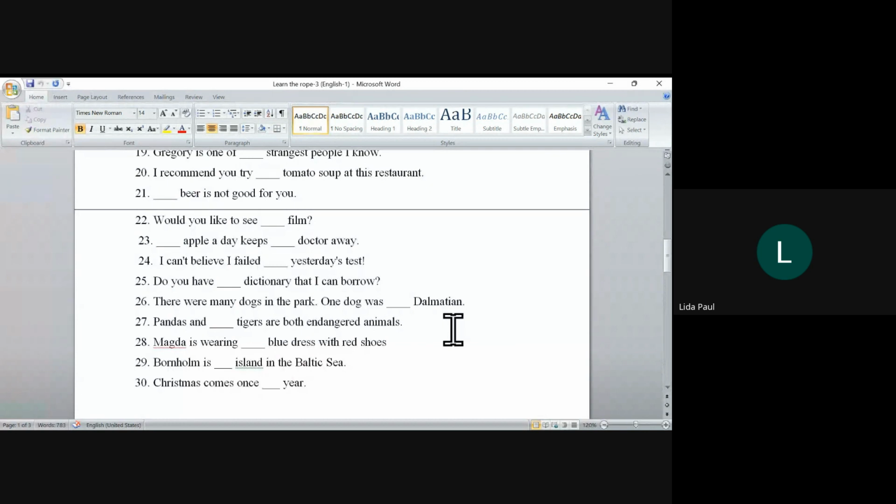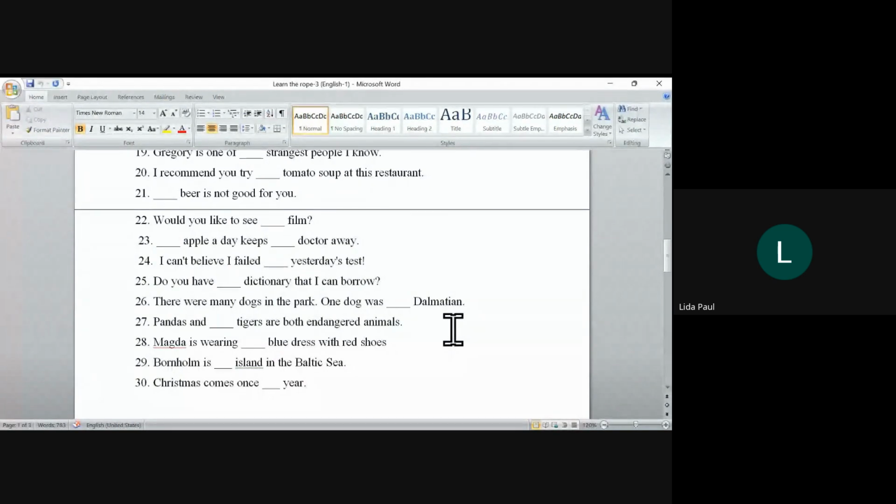25th one: do you have dash dictionary that I can borrow? Ma'am, a dictionary, right? Do you have a dictionary that I can borrow? You could also use the if you are very specific about the dictionary that you want, right? But otherwise, the general way to ask this question would be to use the article a. Do you have a dictionary that I can borrow? Okay.